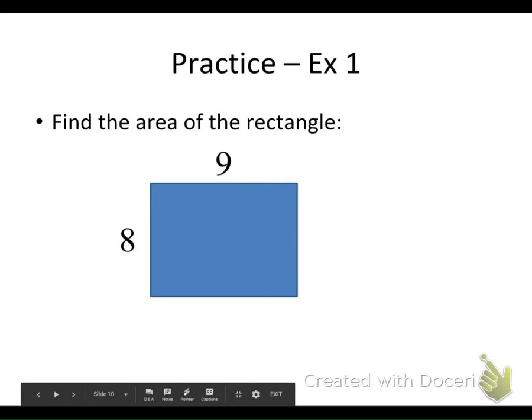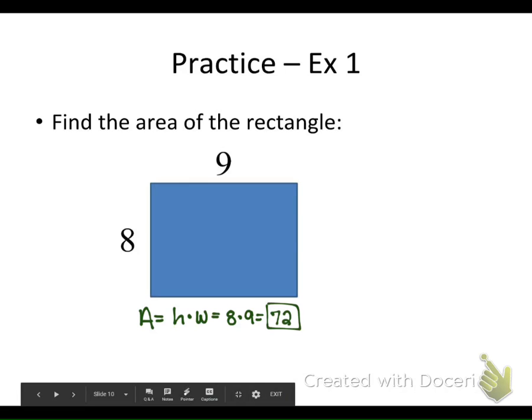So the area of that rectangle is going to be area equals, what's my formula again? Height times width, which then equals, what's my height? What's my width? And that equals 72. Yes.